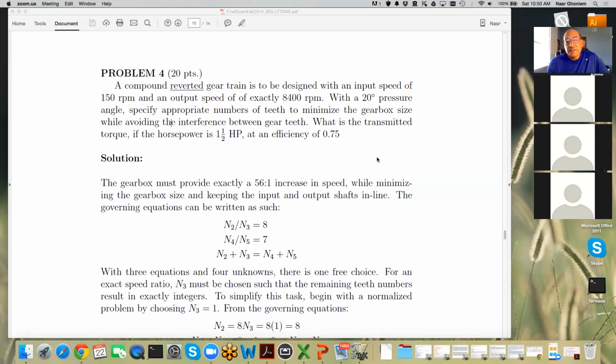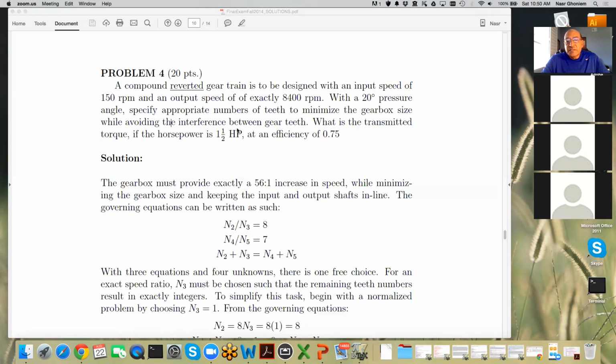So if we take the square root of 56, it is going to be 7 and something. So we might as well just make one stage 8, one stage 7. That's what we did. N2 over N3 is 8, N4 over N5 is 7. So that's two equations. We have 4 numbers to determine, N2, N3, N4, N5. So these are 4 numbers to figure out, and these are 2 equations.